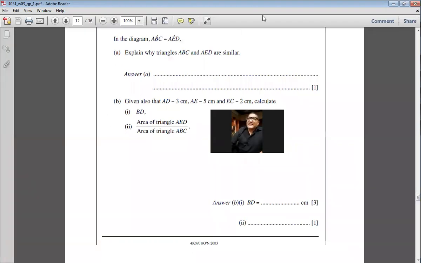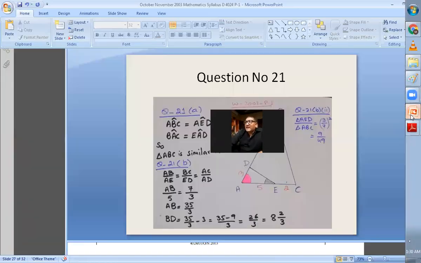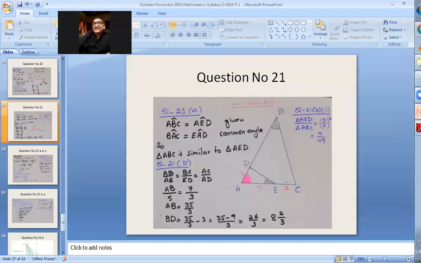Both these triangles are similar to each other. So very easily you can find their areas if you know the ratio of their sides. For example, here AED is the smaller triangle, its side is 3, and ABC, its side is 7, because they are similar to each other. So the areas ratio will be equal to the sides ratio squared.